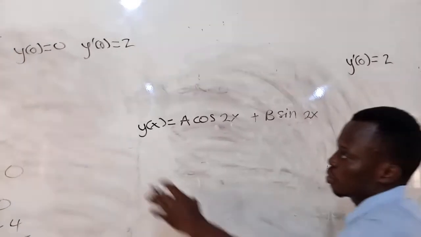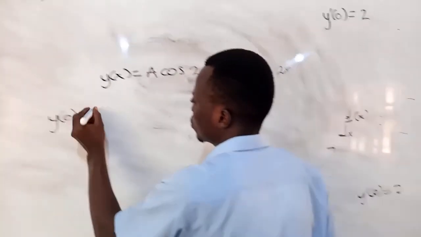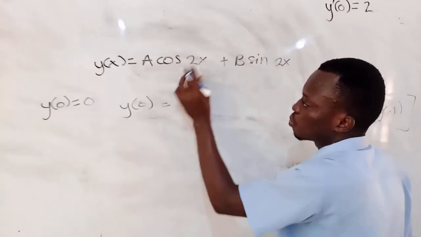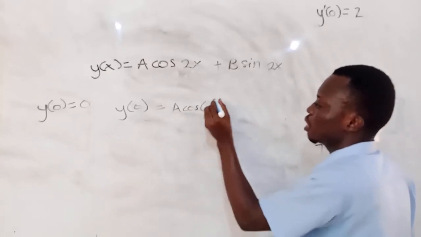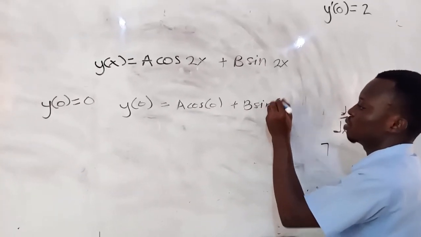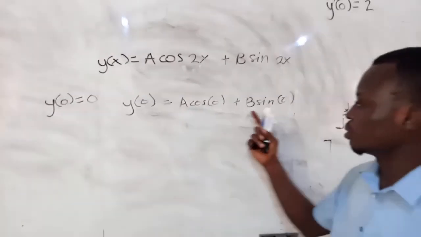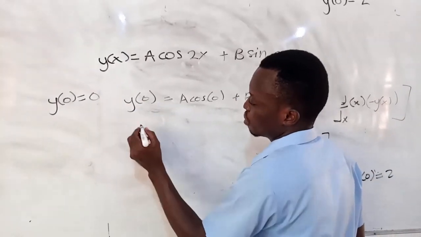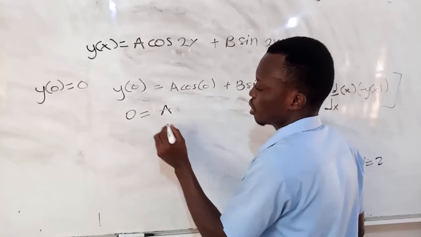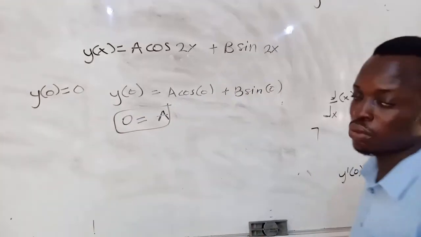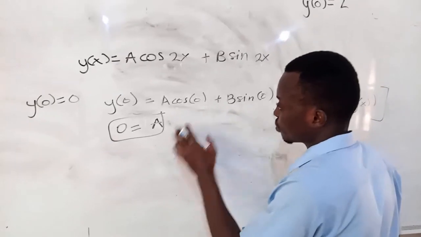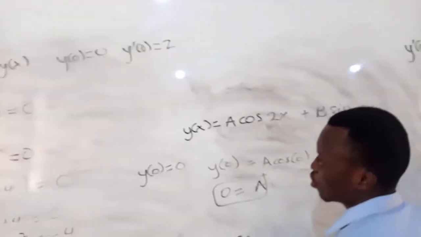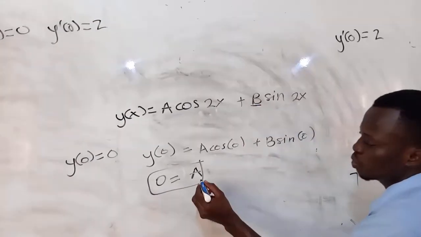Now, having y(0) equal to 0 means that whenever you see s, you replace it by 0. So I'm going to have y(0) equal to a cos 0 plus b sin 0. Sine 0 is 0, and cos 0 is 1. Then y(0) is 0, which means a is equal to 0. Now what remains is to compute the next term, b.